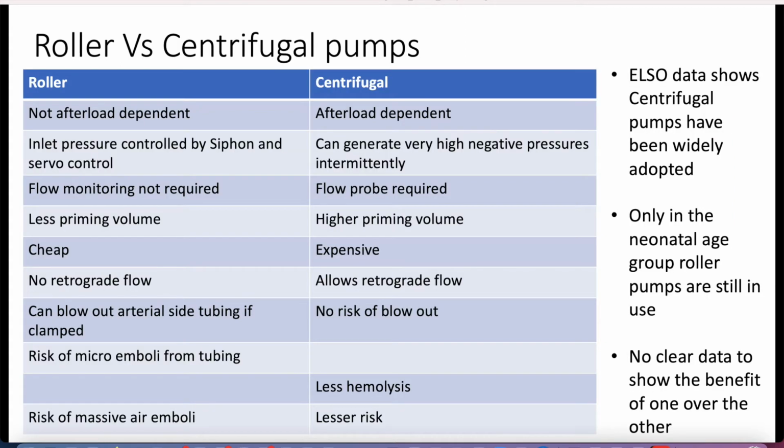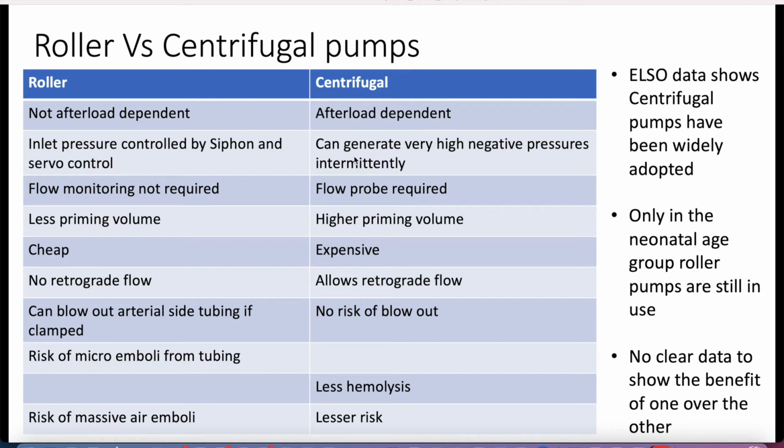Now let us look at some of the advantages and disadvantages of the roller pump versus centrifugal pump. As I mentioned before, the roller pump is not afterload dependent, whereas the centrifugal pump is afterload dependent. The inlet pressure in the roller pump is usually controlled by having a reservoir or a bladder, and the venous drainage happens by siphon effect. And the pump is servo controlled to prevent very negative pressures developing on the venous side of the ECMO circuit. This has not been incorporated into the centrifugal pumps yet.